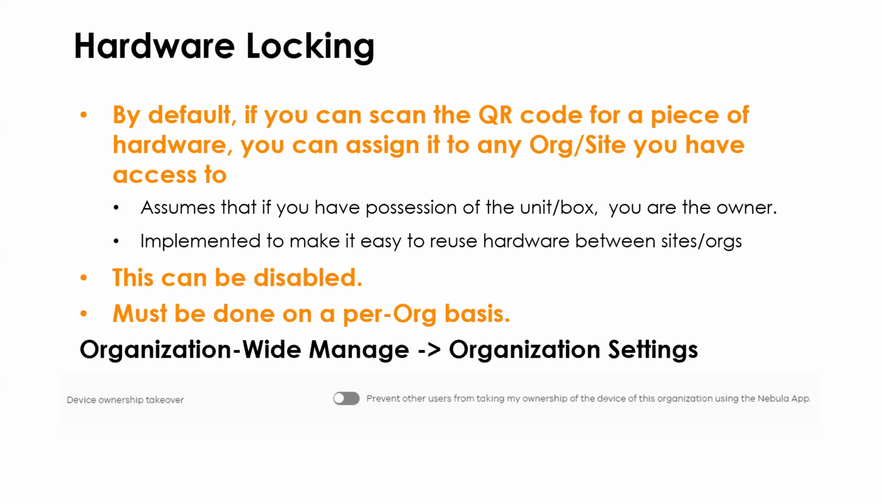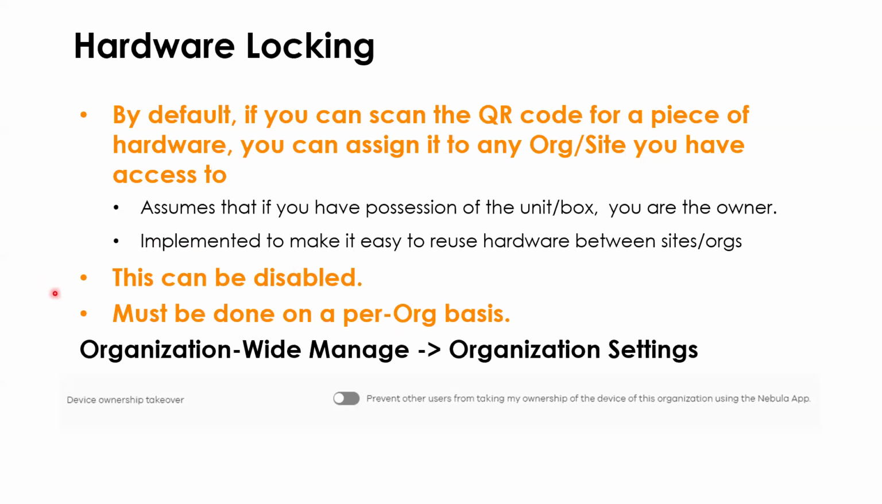So if you scan that QR code that's on the belly label of the product using the Nebula app, or you scan the one that's on the outside of the box, it's assumed that you have access to that device and you have the ability to then change it and move it to another org or site. So basically, if you have access to the hardware, it assumes you are the owner. So it makes it simple and easy for you to quickly go out there and swap out hardware, move hardware to your testing org, whatever it is that you happen to need.